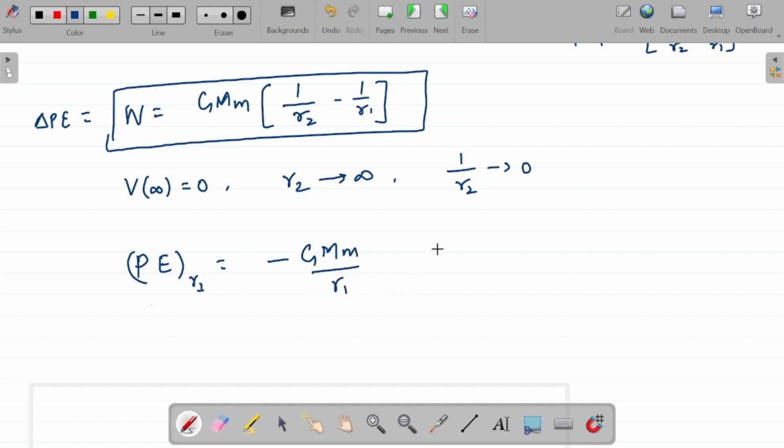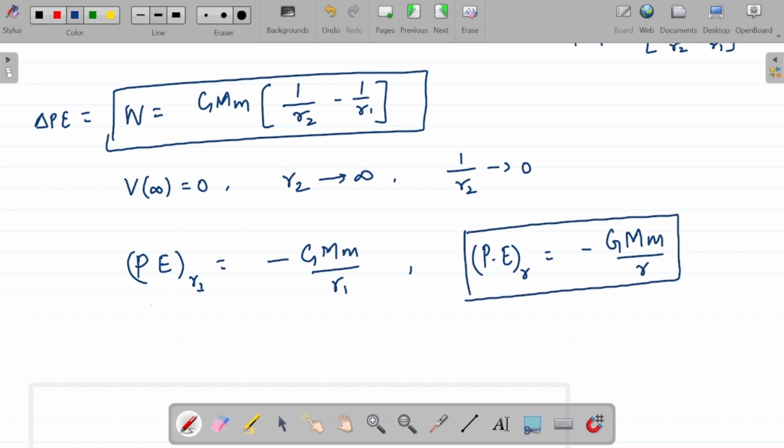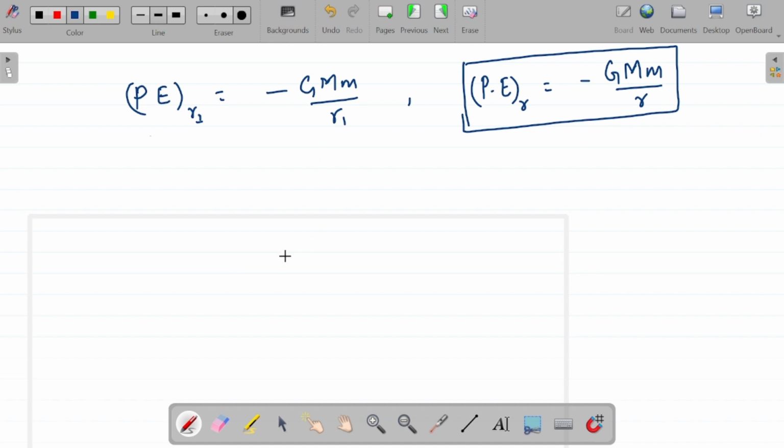And look, r1 is an arbitrary point. So in general, the potential energy of this system when this small mass m is at r will be minus GMm by r. Mind it, this is our consideration when we have chosen the potential energy to be 0 at infinity, meaning infinity is our reference point. One more thing: infinity is not a particular point, it is just a mathematical representation. Okay, so let me rewrite the situation here.